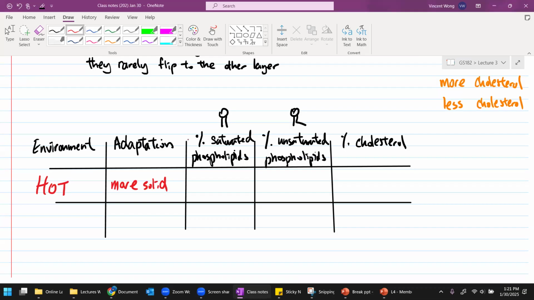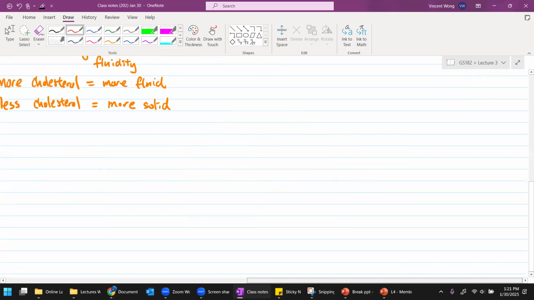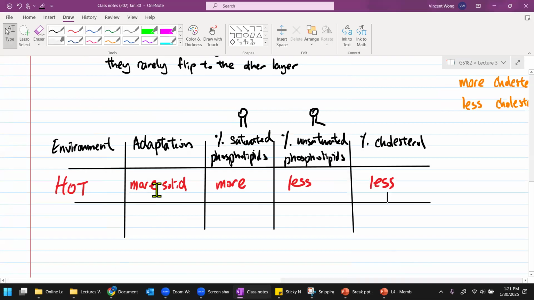To make it more solid, do you want more saturated fat or less saturated fat? More. And then for unsaturated, less. And cholesterol? Also less, because I told you less cholesterol is more solid. Everything is in the notes. Then cold is the opposite.